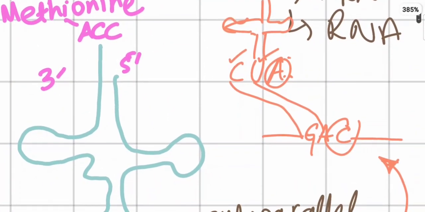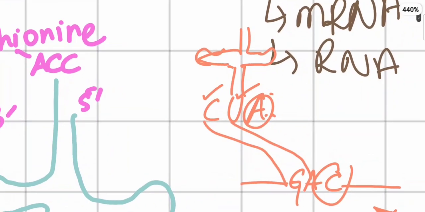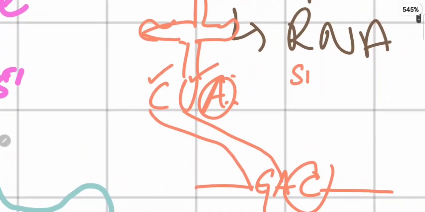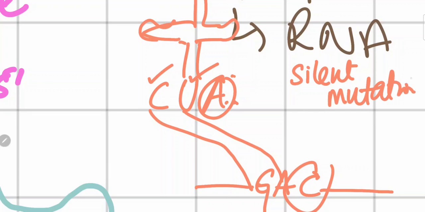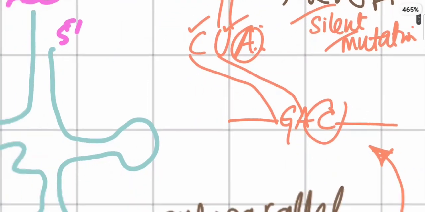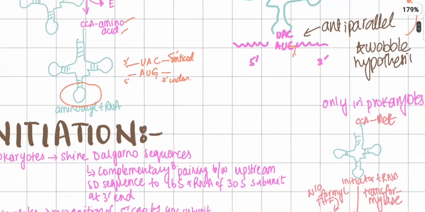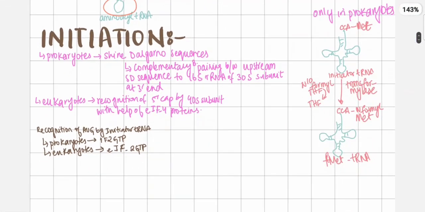The importance of the wobble hypothesis is that in the previous video I told you about silent mutations. These silent mutations are going to get corrected, even if there is another kind of point mutation as well. That can be avoided if transfer RNA does the wobble hypothesis. Okay, let's move on towards initiation.